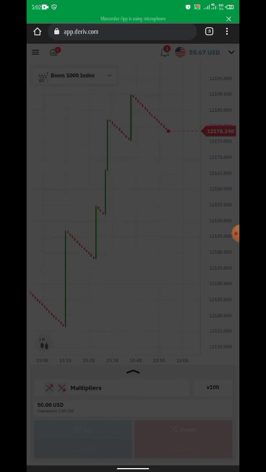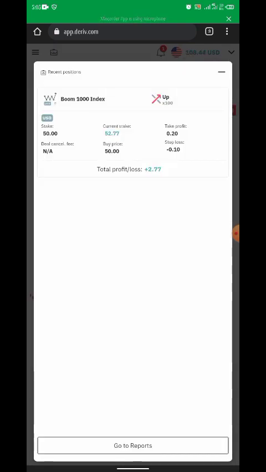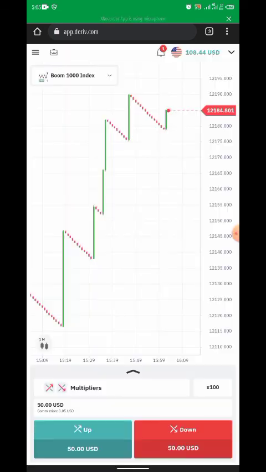Okay, I think, wow, I just got a spike. So we can see that's a spike. So you could catch a spike. So I'm going to keep trading up.